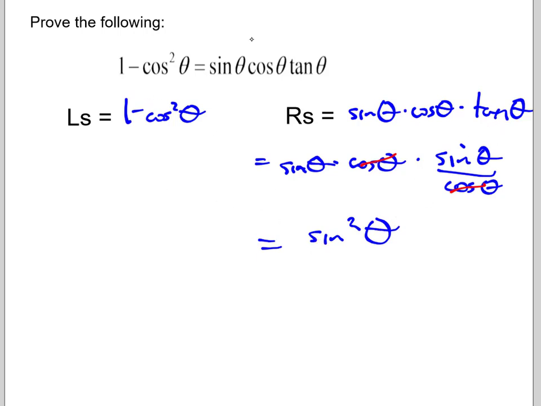I am noticing that, hey, look, there's squared terms in both of these. So there's probably a Pythagorean identity that's going to tie these together. So we might recall that 1 minus cosine squared is just sine squared theta. And lo and behold, we are done. Okay, so familiarity with spotting the relationships is really key. But that doesn't mean you can't have strategies.